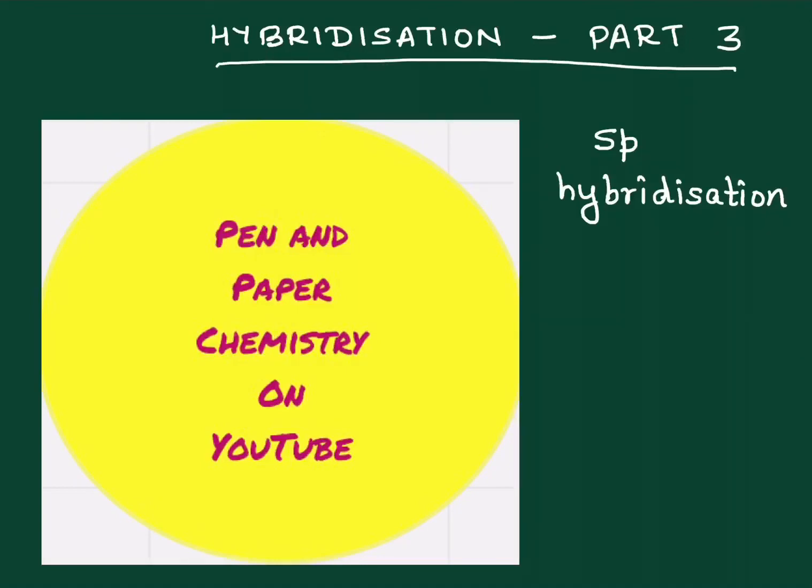We are going to revise sp hybridization, taking the examples of inorganic as well as organic compounds so that the concept of pi bonding also becomes clear.